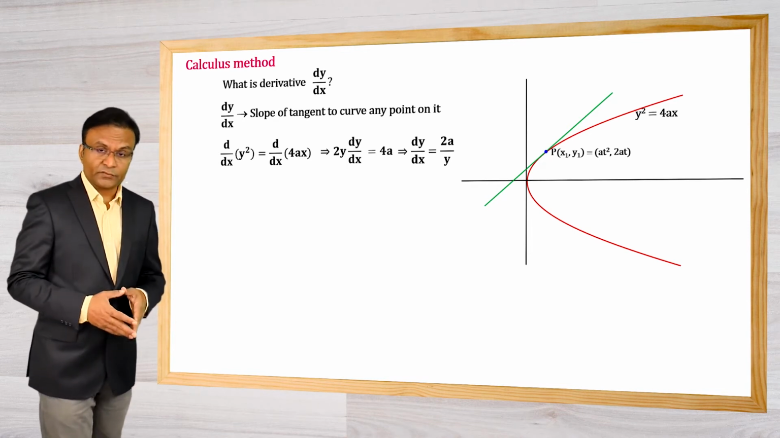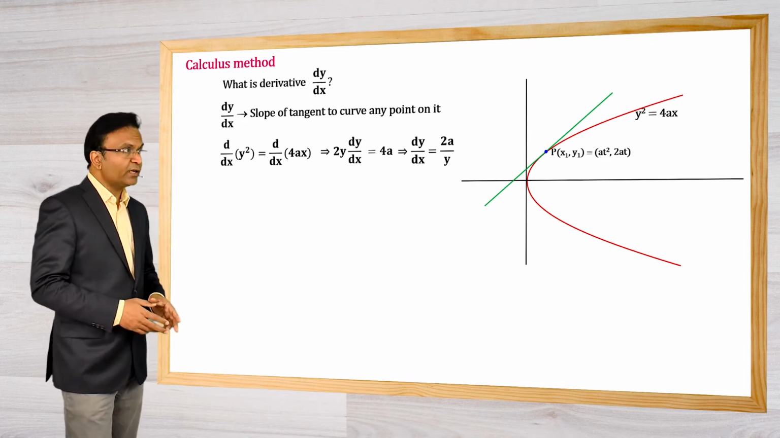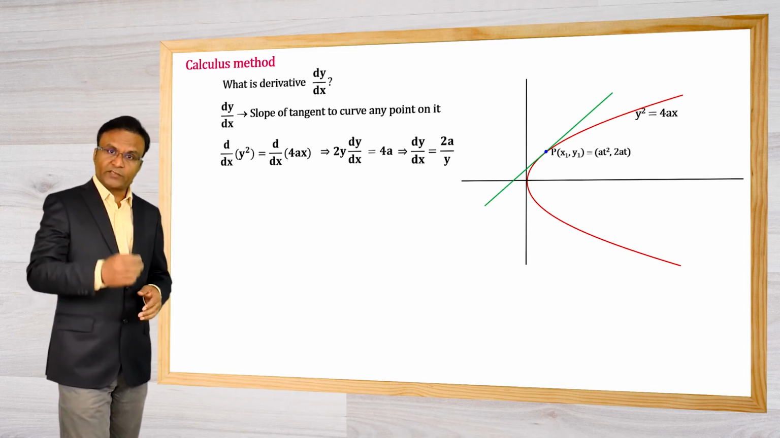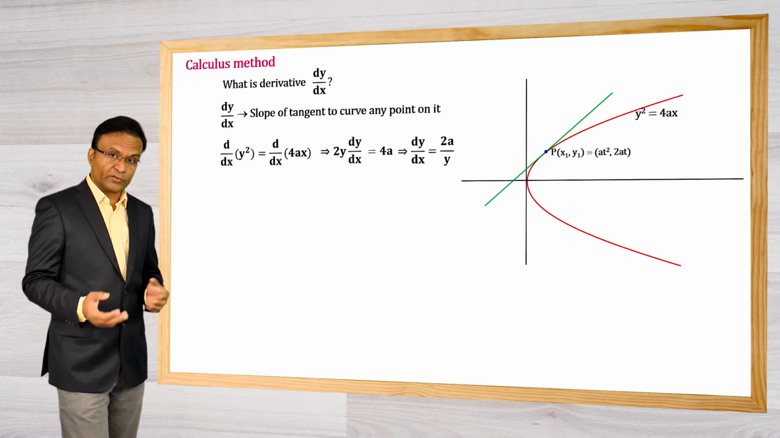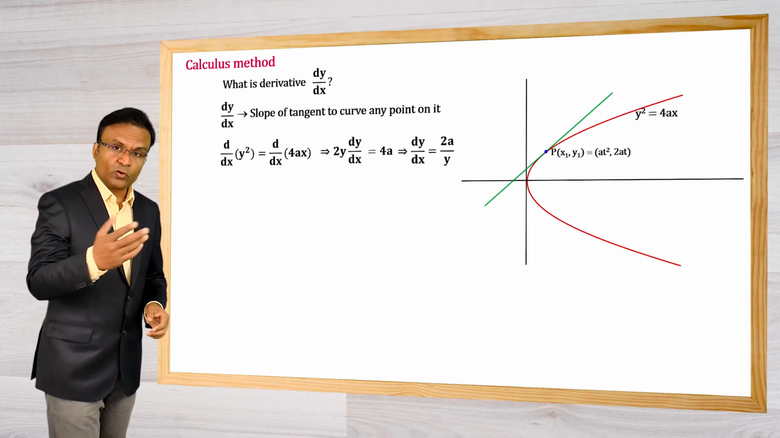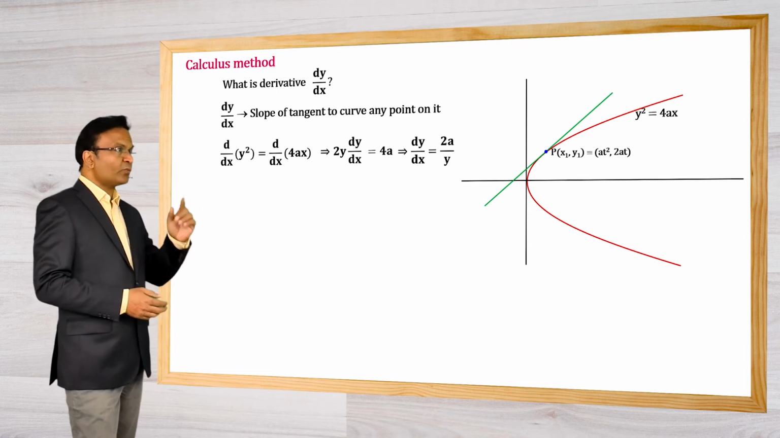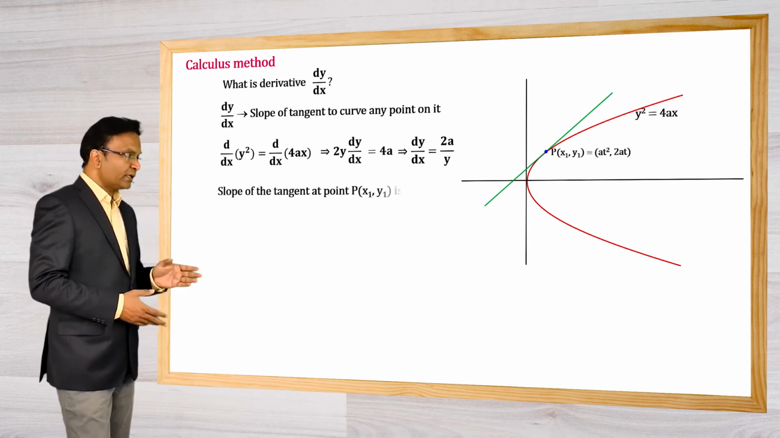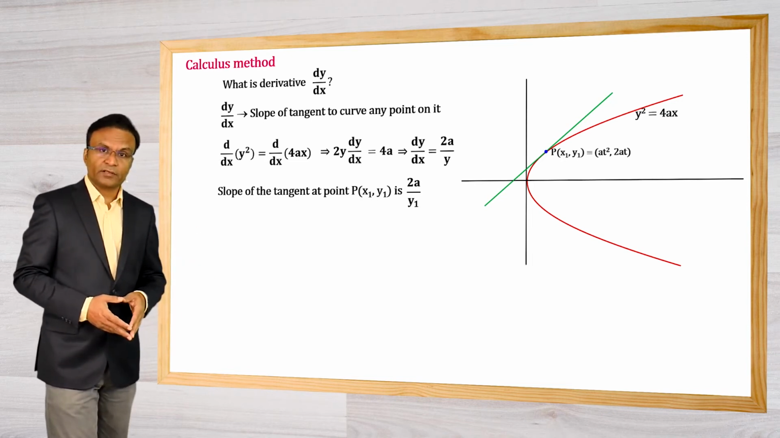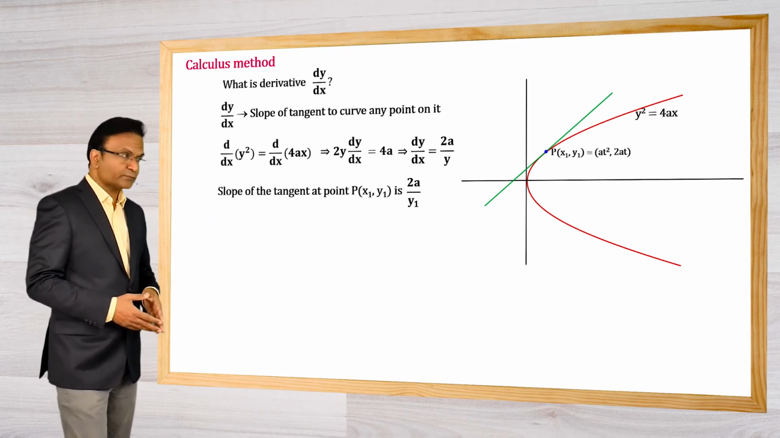This value of dy by dx, which is 2a upon y, is in fact a slope of tangent to parabola at any point on it. You take different points on parabola, so we have different values of y, and 2a upon y is a value of that variable slope of the tangent. That means the slope of tangent at point P is 2a upon y1. I am here putting y is equal to y1. You just recall, we got the same slope in the previous discussion.